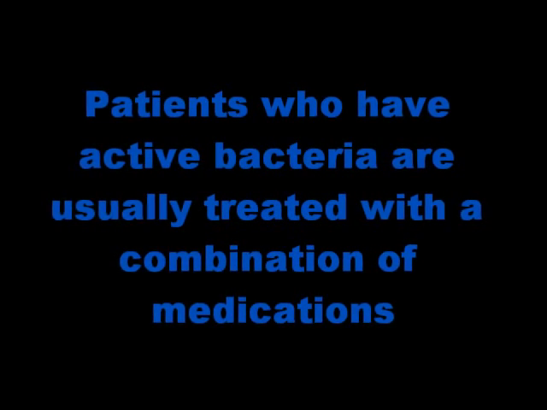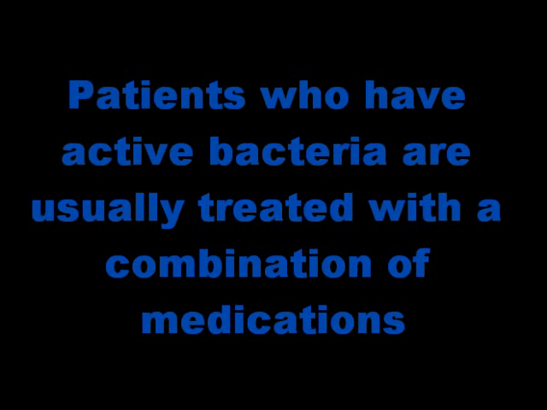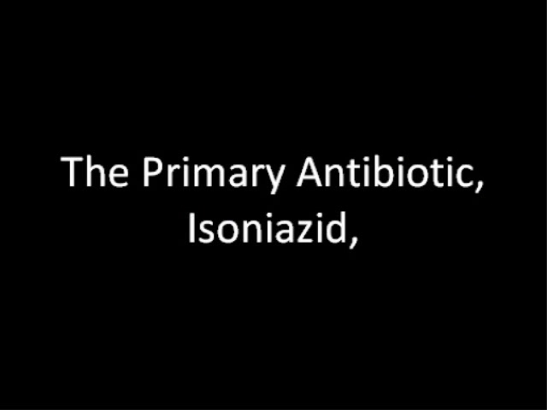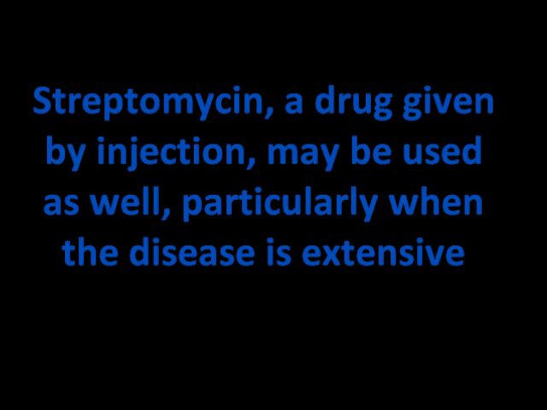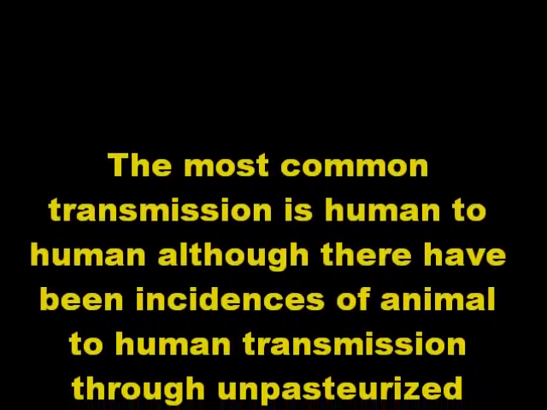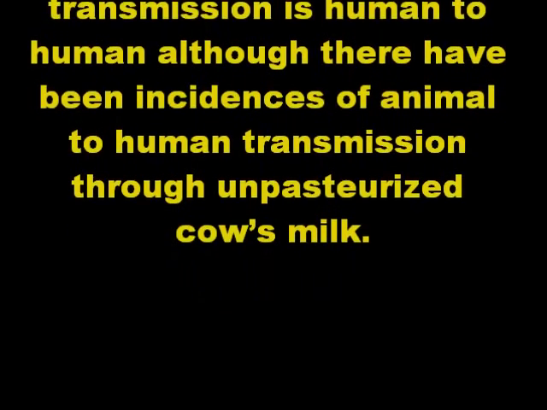Patients who have active bacteria are usually treated with a combination of medications. The primary antibiotic, isoniazid, is used in conjunction with rifampin, ethambutol, and pyrazinamide. Streptomycin, a drug given by injection, may be used as well, particularly when the disease is already very extensive. The most common transmission is human to human, although there have been incidences of animal to human transmission through unpasteurized cow's milk.